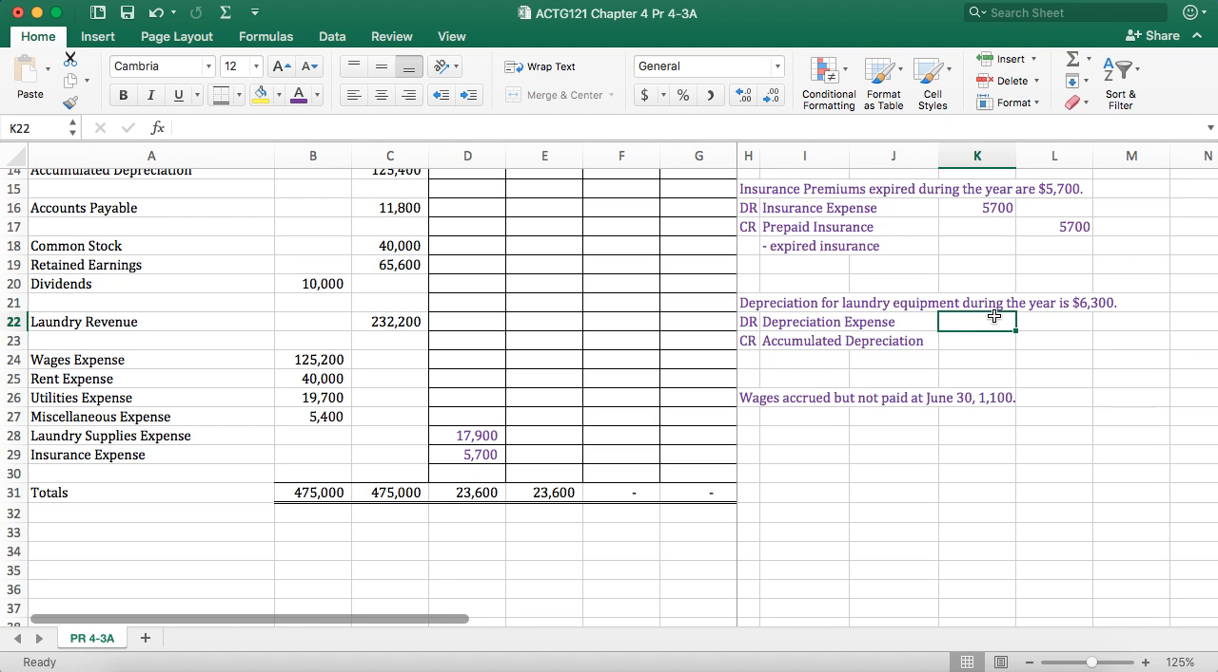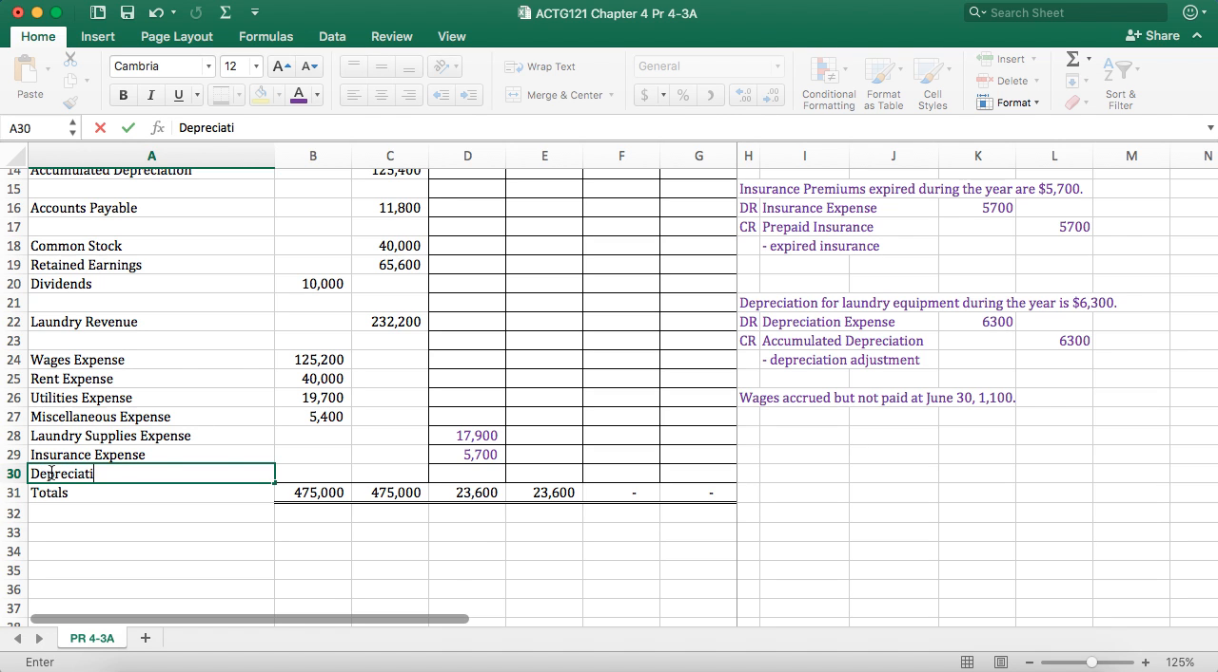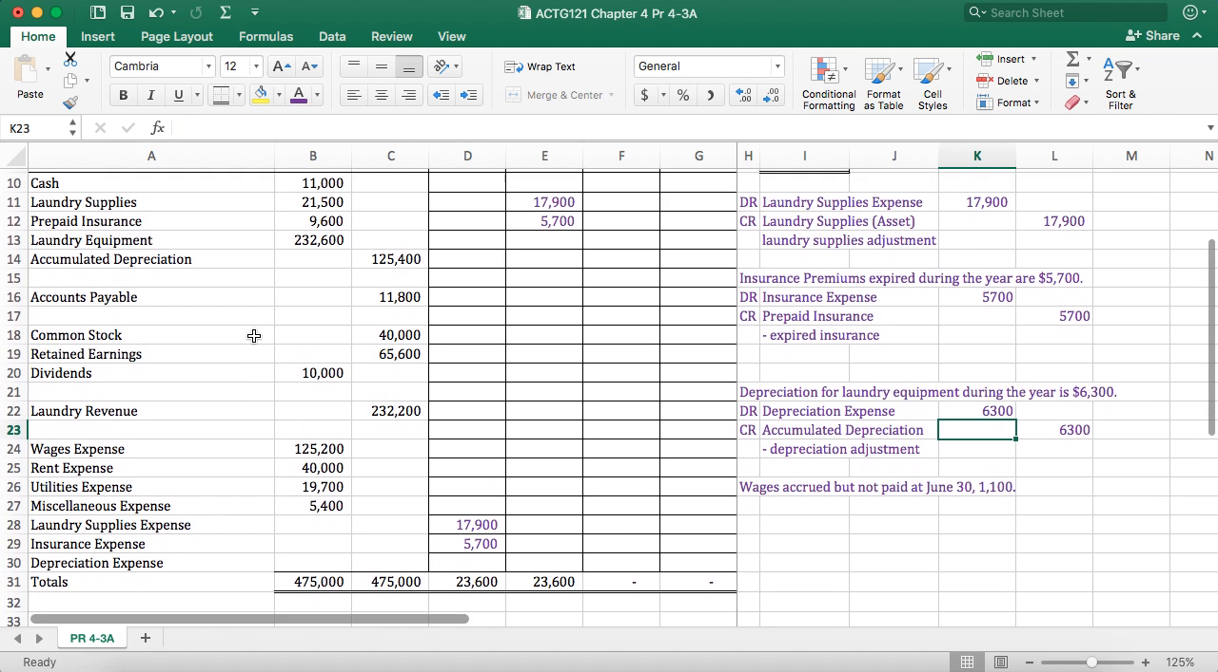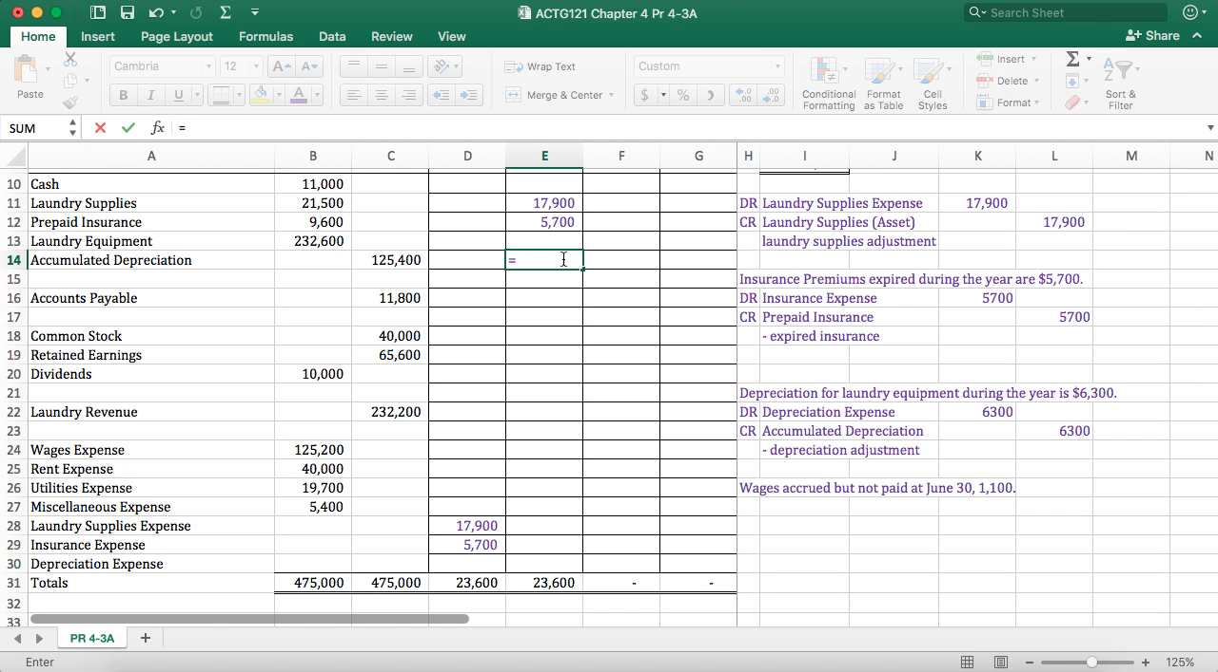Later on, we'll learn about how to calculate depreciation expense. But for now, they just are giving it to us. There's multiple methods. And the explanation is depreciation adjustment. Again, we don't have an account called depreciation expense, so I'm going to add it. And that dollar amount is $6,300. And accumulated depreciation, remember, that's a contra asset. A contra asset. So that will increase with a credit.